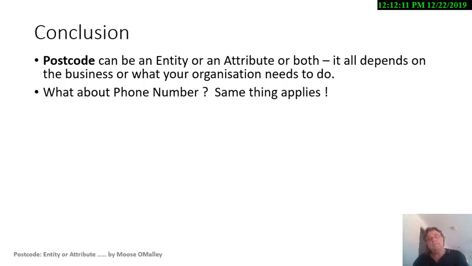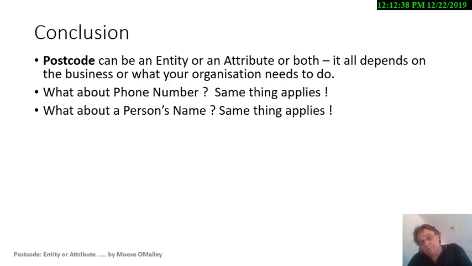What about phone number? And of course, the same thing applies. If you're the government organisation or a company responsible for dishing out phone numbers to people, you want to record whether the phone number's been allocated or not, because you don't want to allocate it twice or three times. You want to record whether the phone number's valid, whether it's one of your phone numbers. You want to record who the phone number's allocated to, if it's allocated, and so on. Okay, so in that case, phone number could be an entity or an attribute or both.